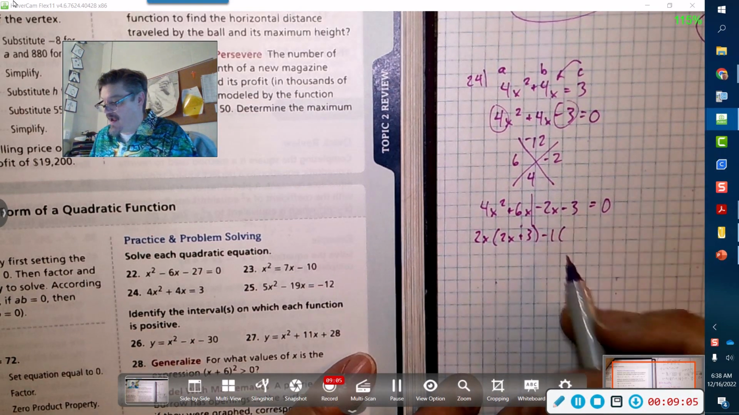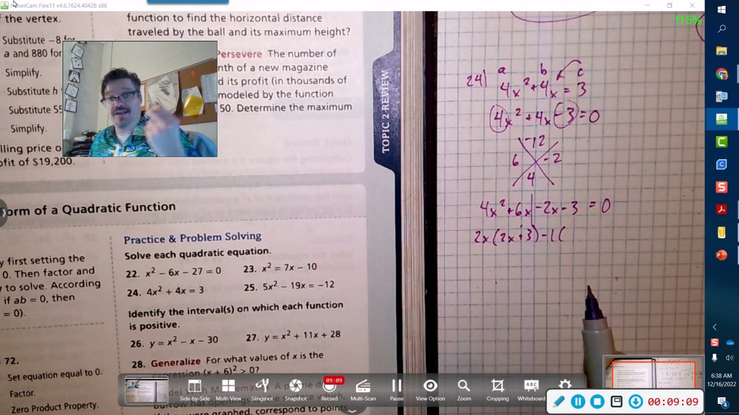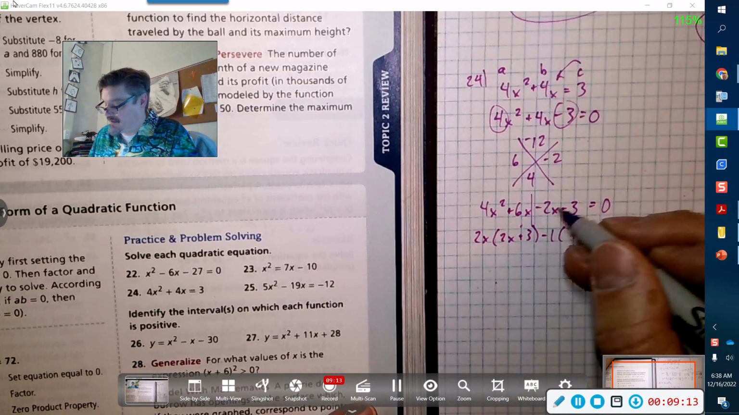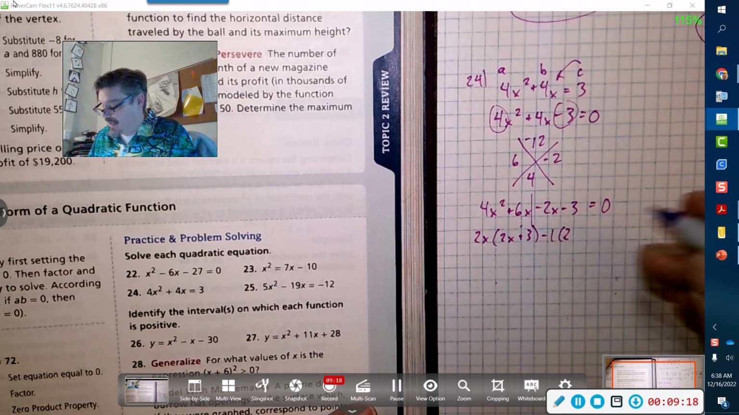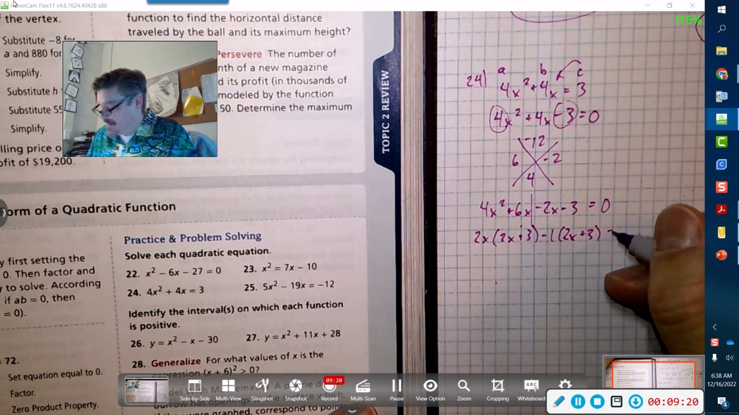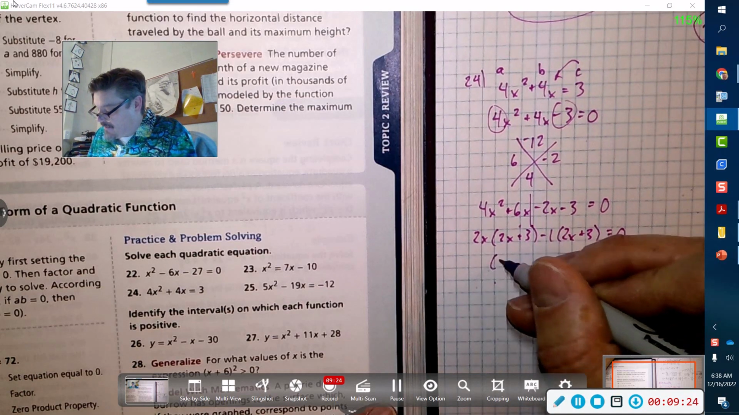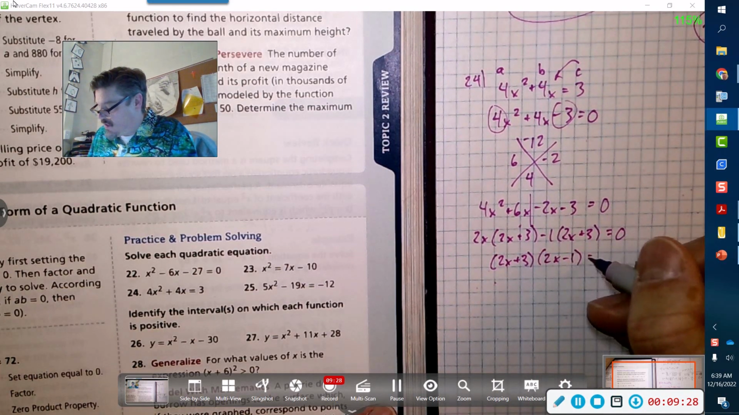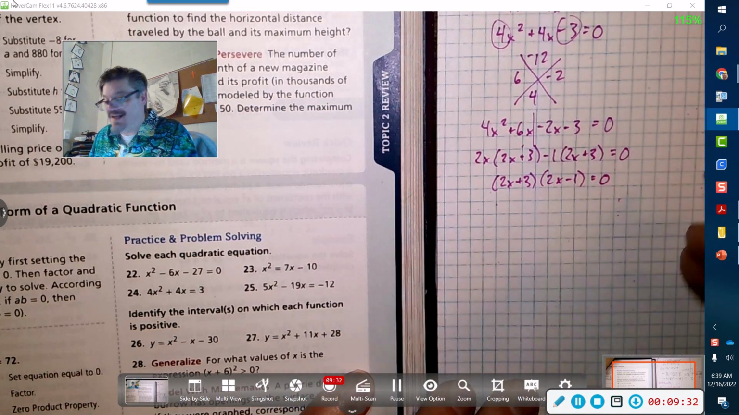Okay, so we got to put the negative 1 here because we do have to take out something. Even if it is 1, it's okay. But I need a 2x plus 3, so these guys have to not be negative so that I get to this. Now I have two terms here, and I can take out the 2x plus 3 and the 2x minus 1. Those are my two parentheses.